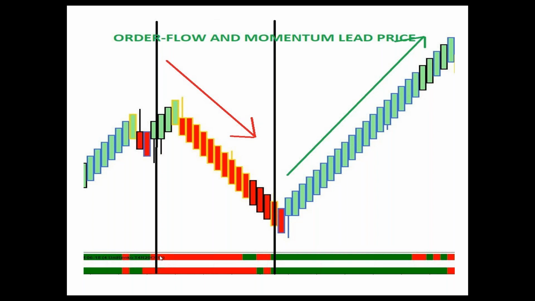Now the first line is momentum, and the second line is order flow. And you can see they lead price, call the turn. They lead price and call the turn up. And now you have two independent predictors of the direction that price is going to move off the right edge of the chart. And if you trade against both these lines, the likelihood of getting stopped out is really, really high.